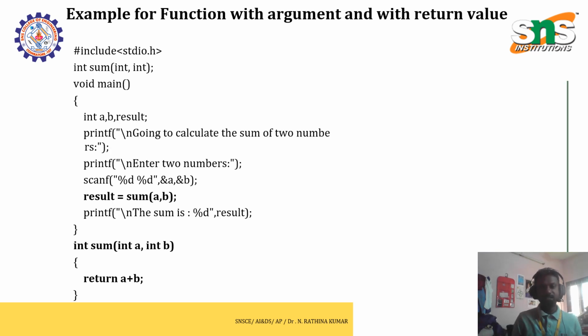The next important thing is function with argument with return value. Here it is a very simple one. Again, I have already told you three things are very, very important. One is function declaration, another is function call, another is function definition. See that second line after the header file, that is called the function prototype. Next, see that highlighted line inside the main function, result equal to sum of a, b. That is called the function call.